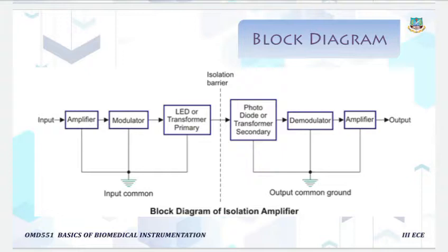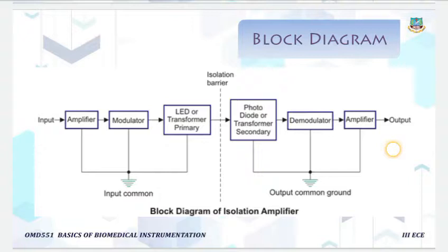What is the input? That is the signals that we are picking up from our body, the electronic signals obtained from the electrodes. The signals obtained from the electrodes go to the amplifier block. What is the purpose of this amplifier block? It does the amplification work, that is, increasing the amplitude of the signal.